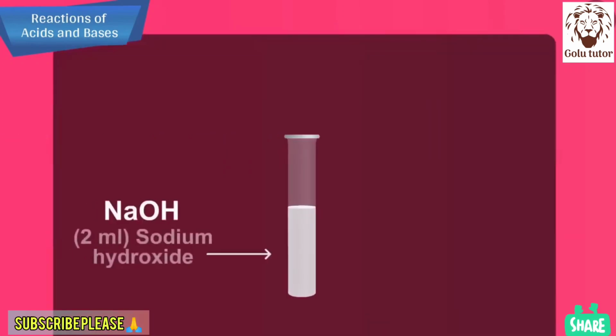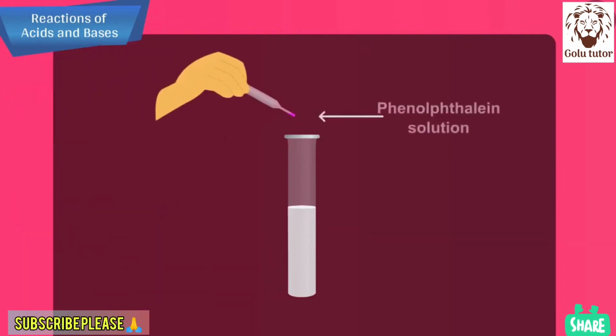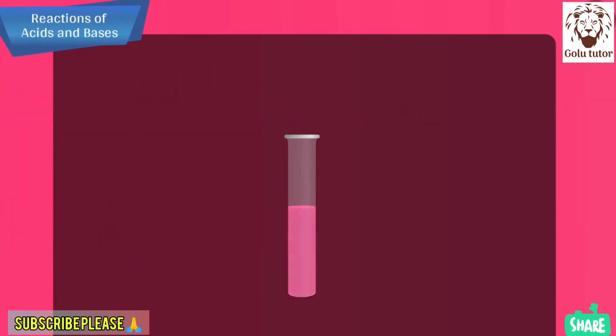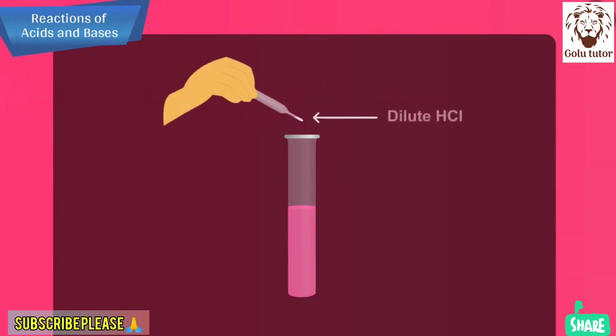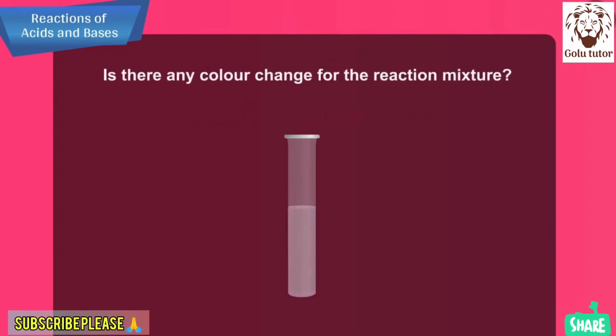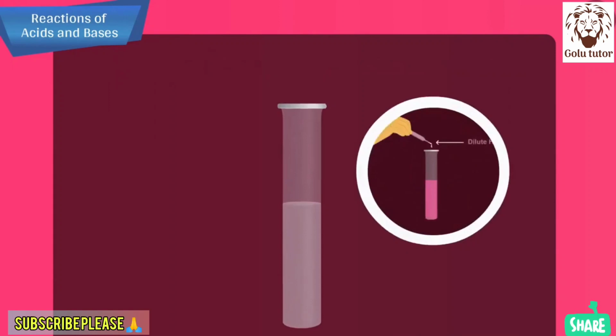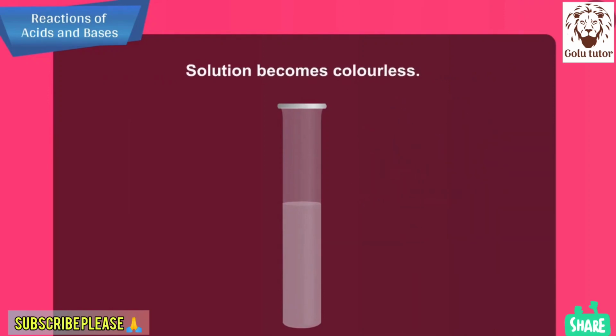Take about 2 ml of dilute NaOH solution in a test tube and add 2 drops of phenolphthalein solution. What is the color of the solution? The solution will turn pink. Add dilute HCl solution to the above solution drop by drop. Is there any color change for the reaction mixture? We will observe that after adding some amount of HCl, the pink color disappears and the solution becomes colorless.